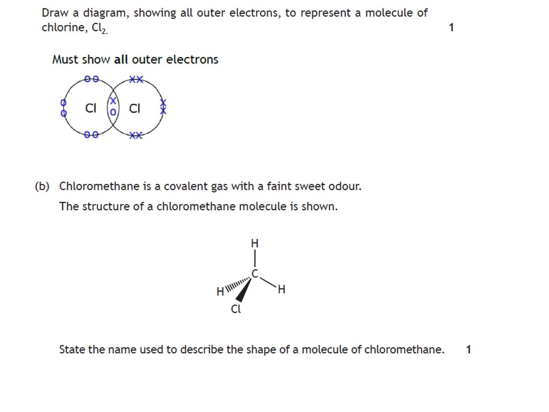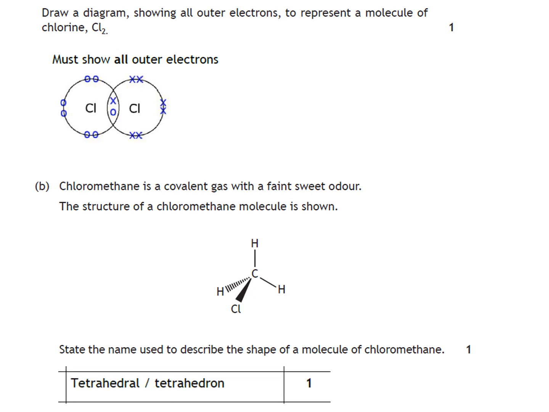So in the center there, we have the 1 shared electron from each atom, and then going around the outside, we've got the outer electrons, and the marking instructions there tell us that we have to have the outer electrons. So the next question, what is the name of the shape? Well, we've got an atom in the middle there, that carbon, that's surrounded by 4 other atoms. And the only one that this could be is a tetrahedral, or sometimes referred to as a tetrahedron.